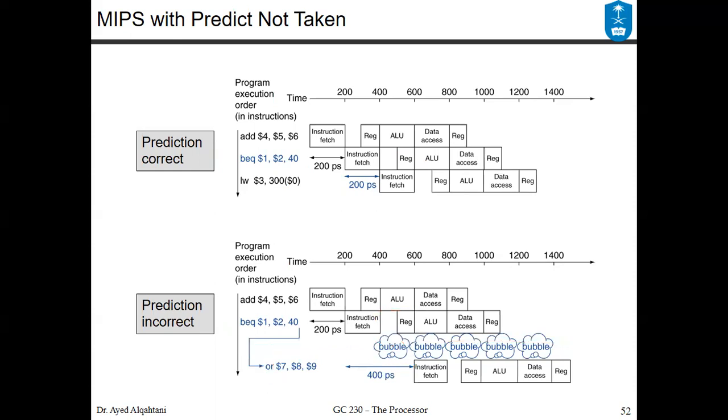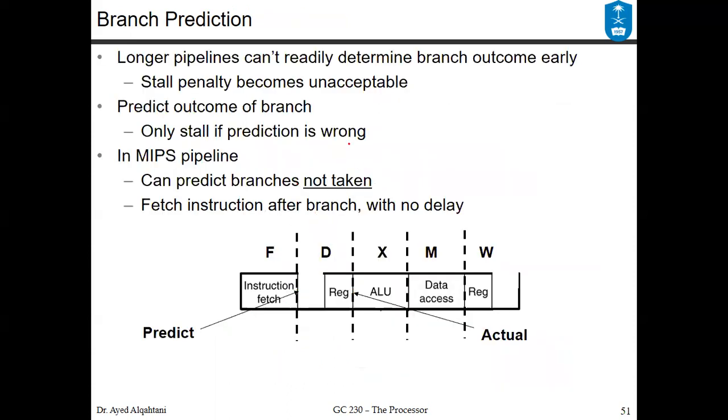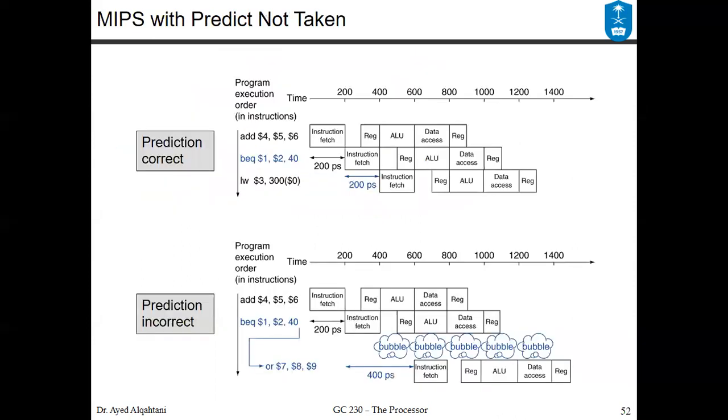So the prediction is actually helpful. It's reducing the cost of the stall. And the prediction that we assumed is that the branches are not taken. And we will talk more about prediction and what are the other choices that we have later on the slide.